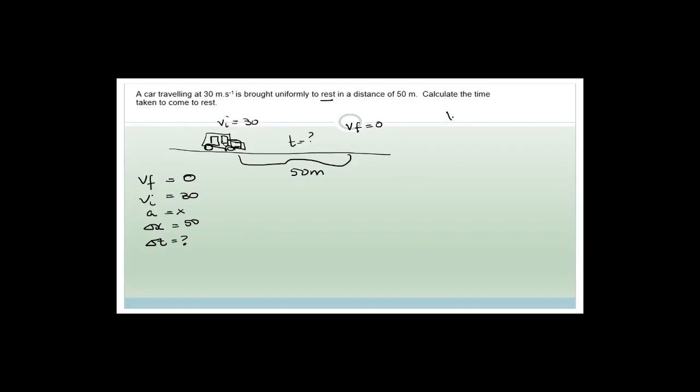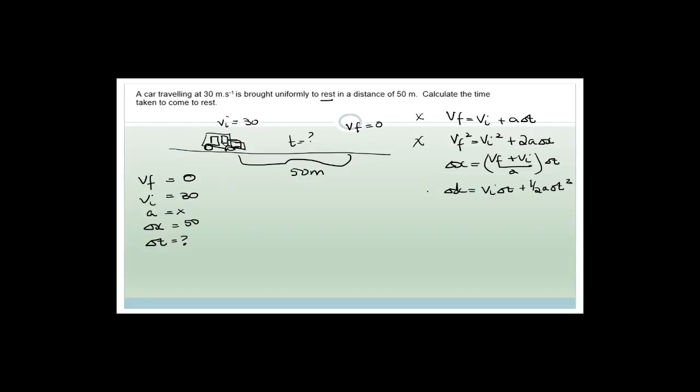Okay, so let's go through our equations. It's VF equals VI plus A delta T. VF squared is equal to VI squared plus 2A delta X. Delta X is equal to VF plus VI over 2 delta T. And we've got delta X is equal to VI delta T plus a half A delta T squared. Do we have the final velocity? Yes. Do we have the initial velocity? Yes. Do we have the acceleration? No. So we can't use that straight off. Acceleration's in there, we can't use that. This one doesn't have acceleration and this one does.